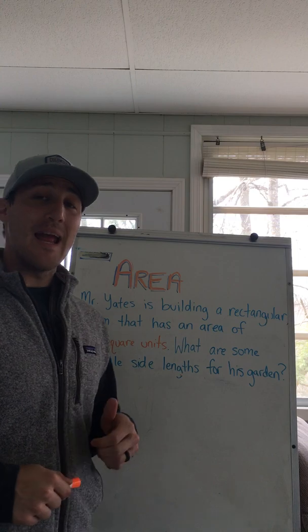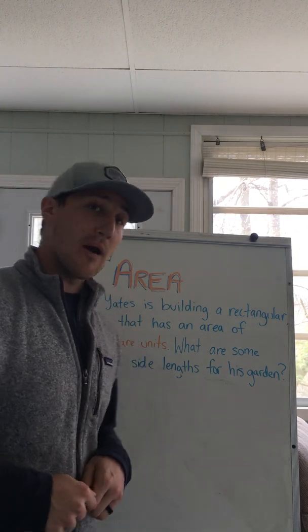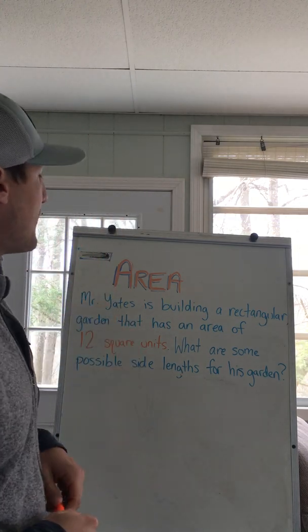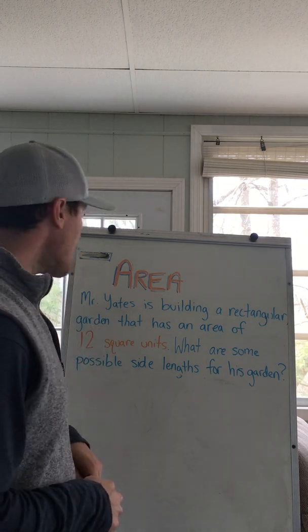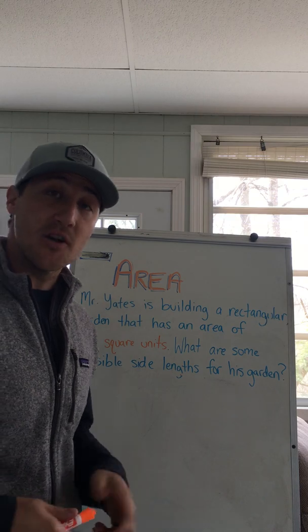Today I want to talk to you about an area word problem. So let's take a look at our problem for today. Mr. Yates is building a rectangular garden that has an area of 12 square units. What are some possible side lengths of his garden?